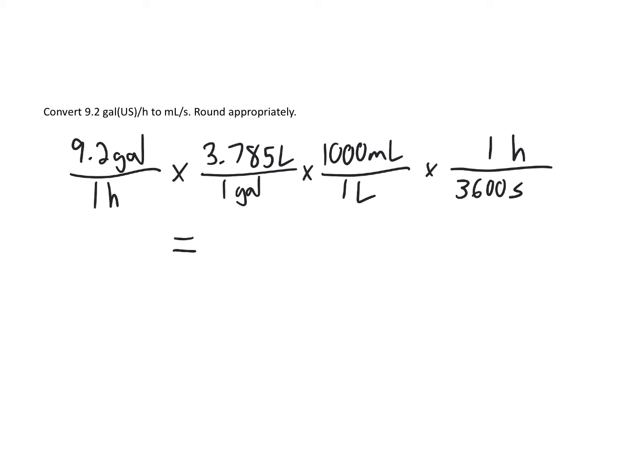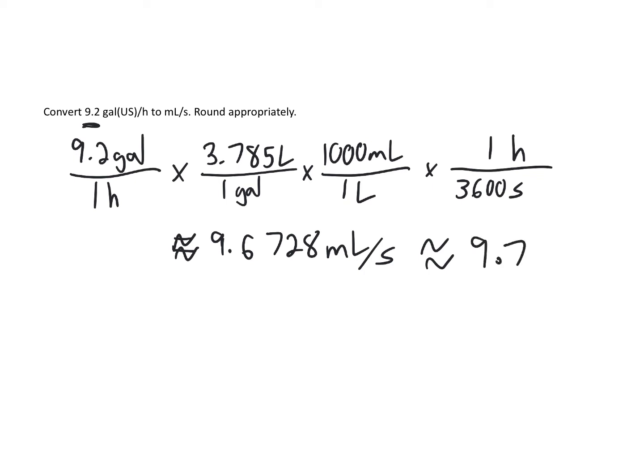Multiply this out, and we will get approximately 9.6728 milliliters per second. But again, we're going to have to round because our original only had 2 significant digits, and that is the least precise in all our calculations. So the final answer is 9.7 milliliters per second.